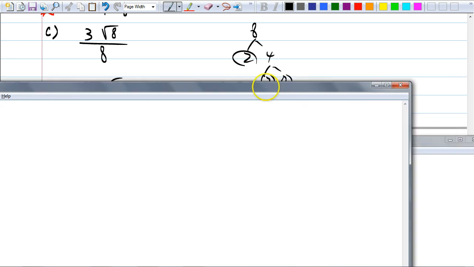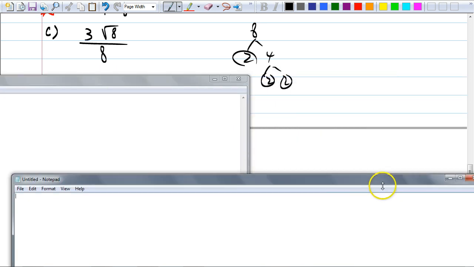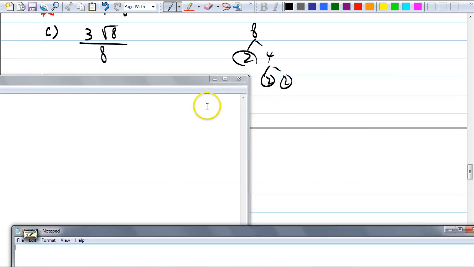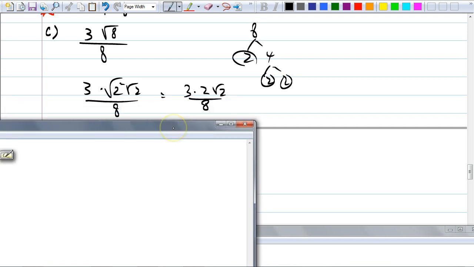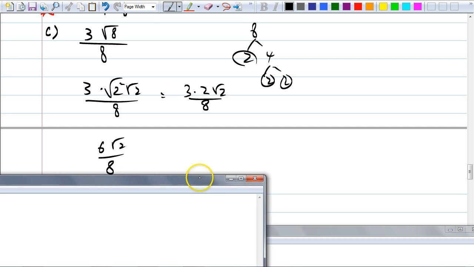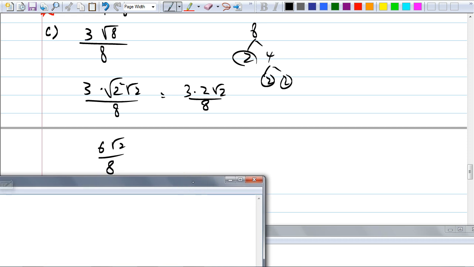How many people got 8, of course, when you simplify that? So you get 2 times 2 times 2. Did you all group it by 2s like this? So we get 3 times 2 times rad 2 over 8. What's 3 times 2? 3 times 2 is 6. So we get 6 rad 2 over 8. We're done, right? How many people finished here? Are we done? Not quite.